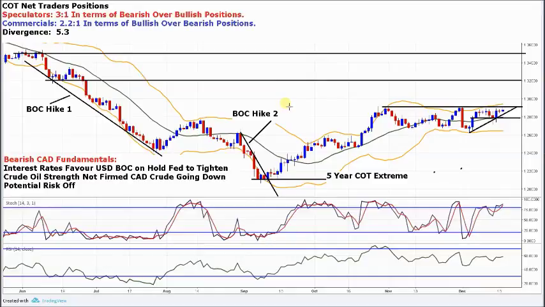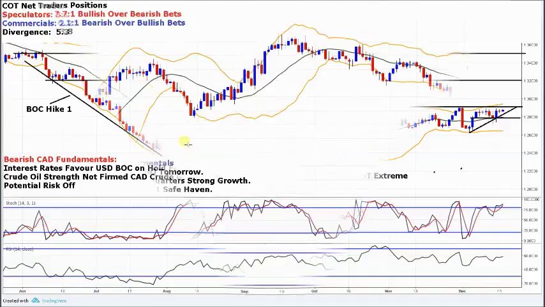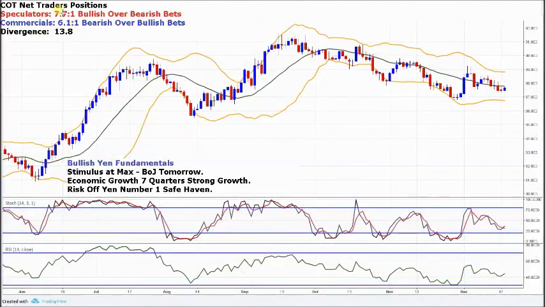Hopefully. Right, let's now move on to CAD JPY. CAD JPY daily COT net traded positions first, which look really interesting to us. Speculators 7.7 to 1 in terms of bullish over bearish bets. Commercials 6.1 to 1 in terms of bearish over bullish bets. Divergence 13.8. Regular viewers will know we always like a divergence above 10. It normally points to a significant move in favour of the commercials.